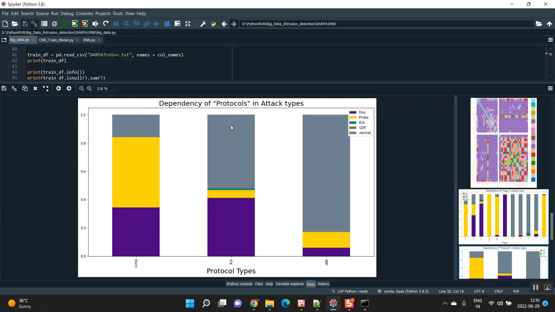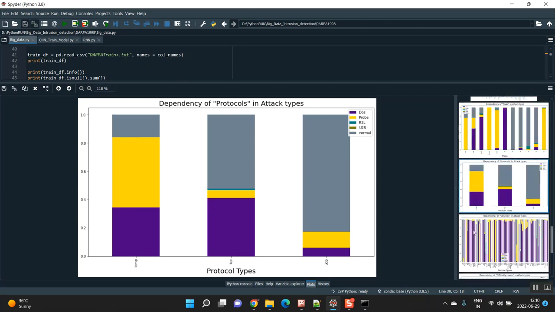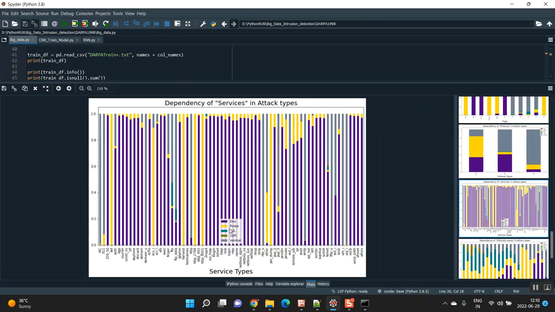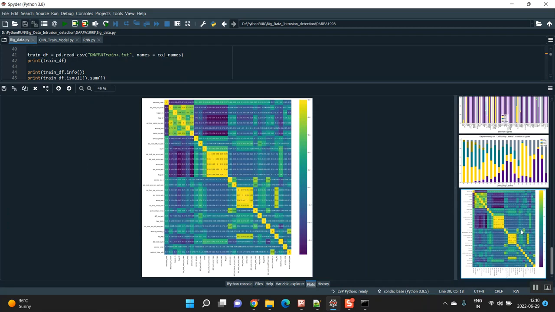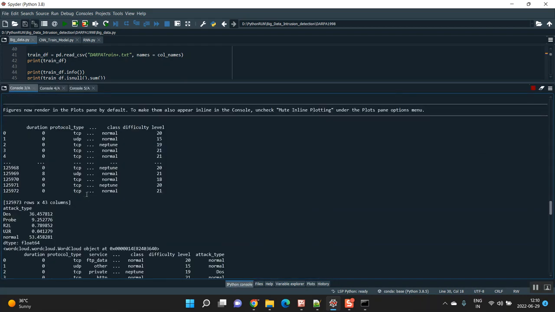We are using here the protocols ICMP, TCP and UDP. Based on these protocols, we are segregating how much DOS attack, probe attack, R2L, U2R and normal there are. On the same basis, here also are the service types; all these service types are available in the data set. Based on that, we show how much percentage DOS, probe, R2L, U2R and normal have. So we are calculating the complete flow which you had informed me about.